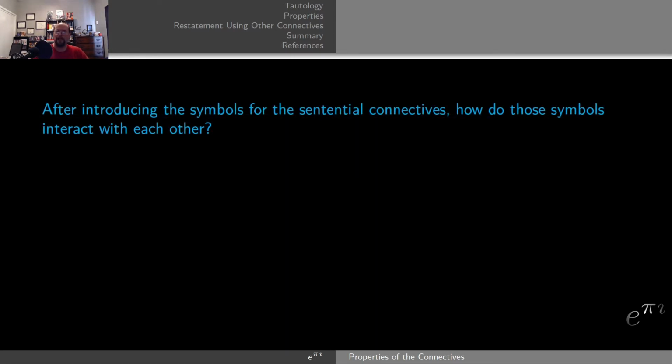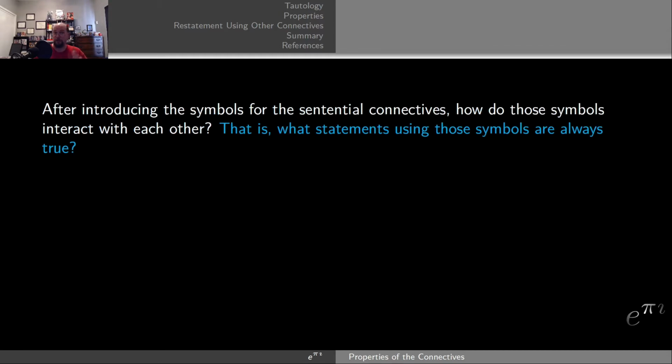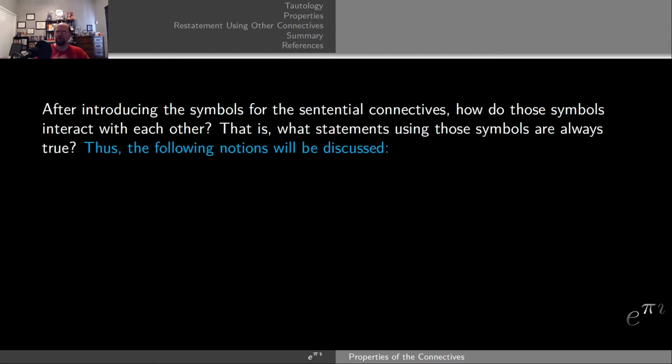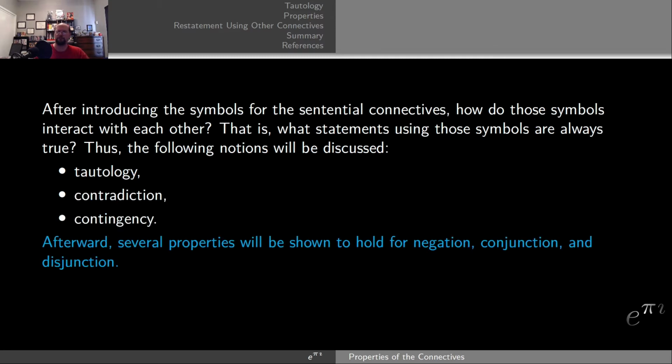As stated, after introducing the symbols for the sentential connectives, how do those symbols interact with each other? That is, what statements using those symbols are always true? As such, we're going to introduce the following notions, what's called a tautology, a contradiction, and a contingency. Now, after those notions are discussed, we're going to actually show that several properties are going to hold for the negation, conjunction, and the disjunction.